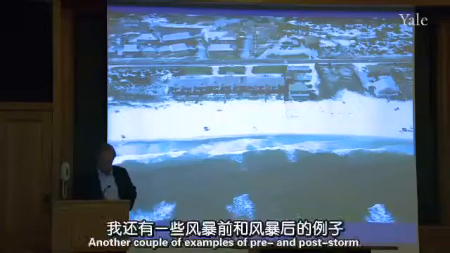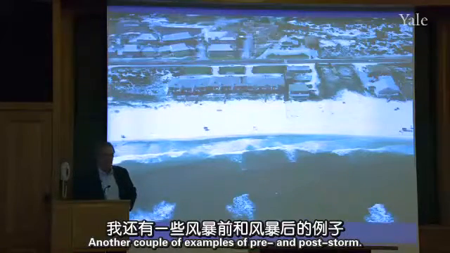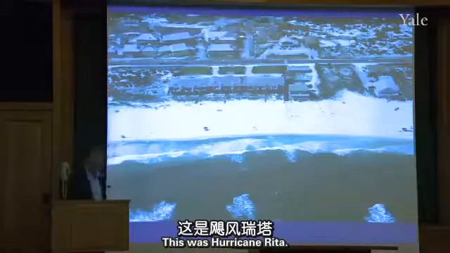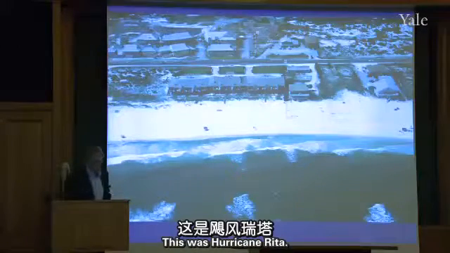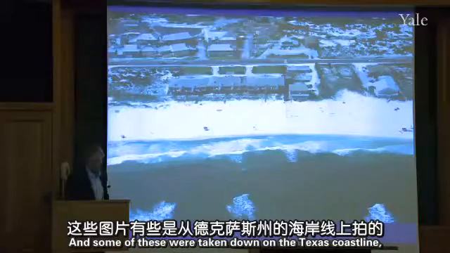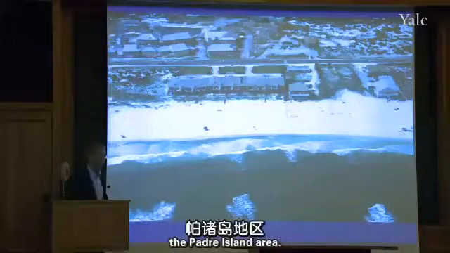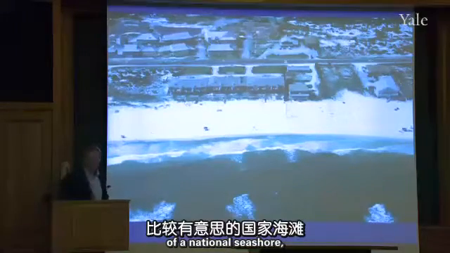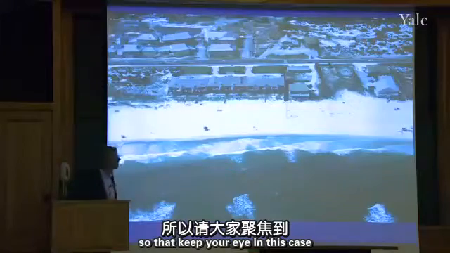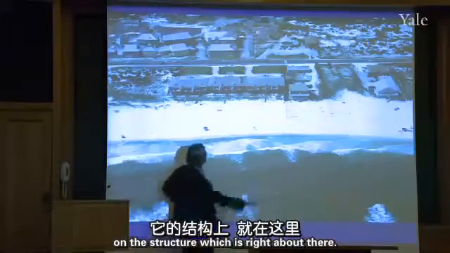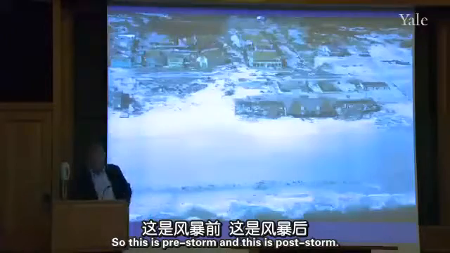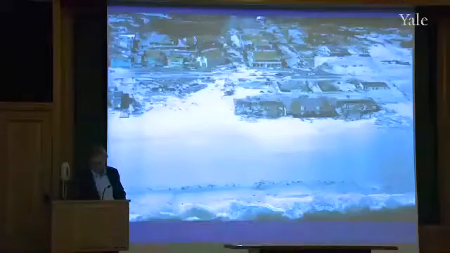Another couple of examples, pre and post storm. This was Hurricane Rita, and some of these were taken down on the Texas coastline, the Padre Island area. Padre Island is an interesting additional example of a national seashore, so keep your eye, in this case, on the structure which is right about there. So this is pre-storm, and this is post-storm.